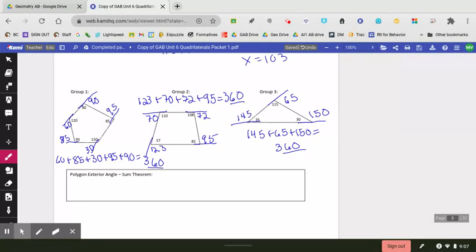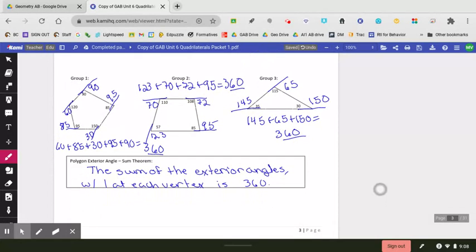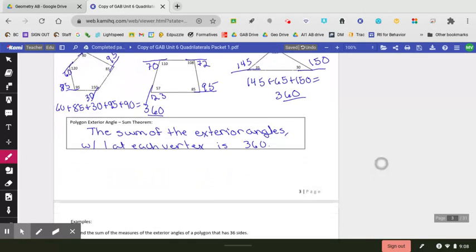Therefore, the polygon exterior angle sum theorem is the sum of the exterior angles, with 1 at each vertex, is 360 degrees. So it doesn't matter what the polygon is, the exterior angles add to 360.